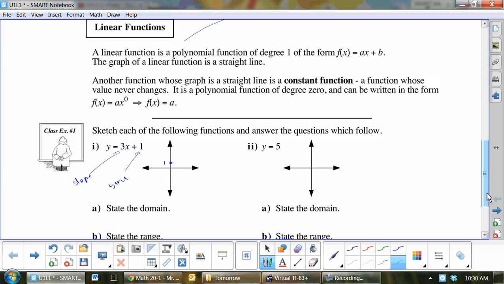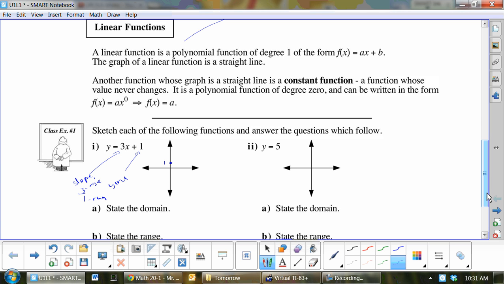Now remember, if you want to graph a line, you need 2 points. What is the other point? How do I find the other point? Rise over run, right? Because slope is 3/1. This is the rise. This is the run.